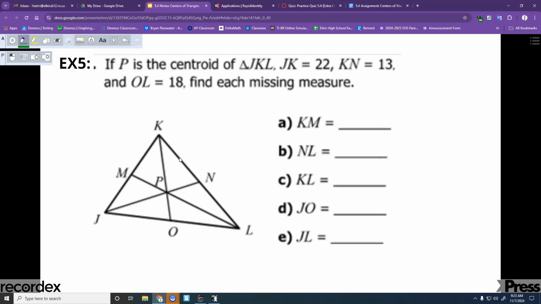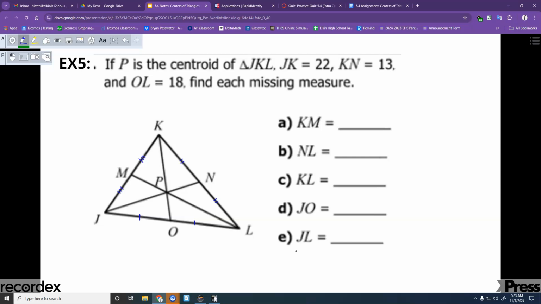All right, so for this one, P is the centroid. So when I see that it's the centroid, that means that my sides are cut in half. So I'm going to go ahead and mark it. This side is equal to this side. This piece is equal to this piece. This piece is equal to this piece. Okay? And then they're going to give us some different pieces of information.